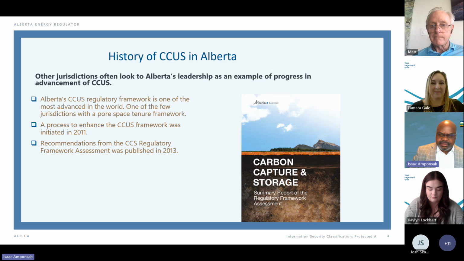It led to about 70 recommendations, and these recommendations identify areas of opportunity, and I can share with you that some of those recommendations continue to guide the AER in our current regulatory development or enhancement when it comes to the carbon capture space.